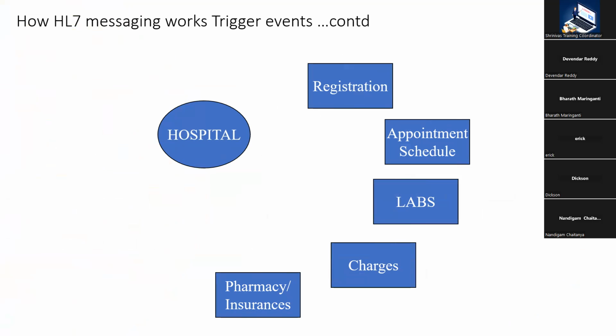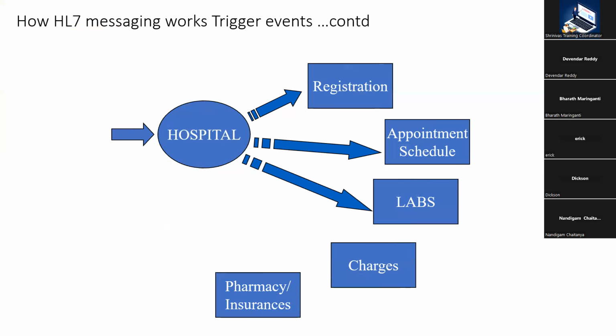So if you look at the hospital's design or architecture, or if you go back to the workflow of the hospital, we know that we have patient registration, we have appointment scheduling. These are various events that can happen in the real world. We have labs, we have charges, we have insurances, right? All of these will generate various kinds of events.